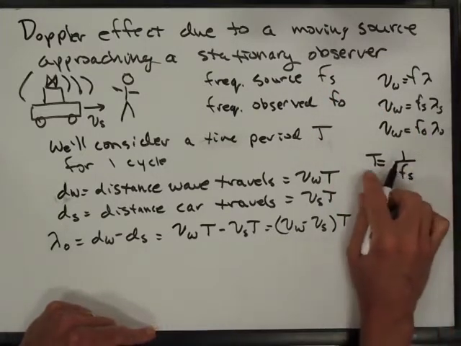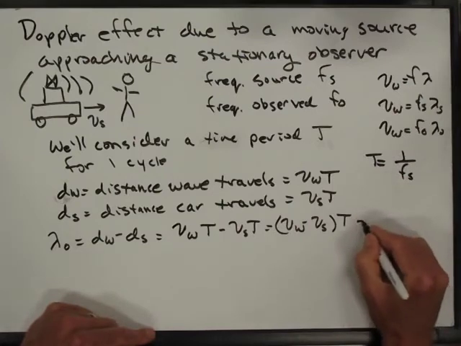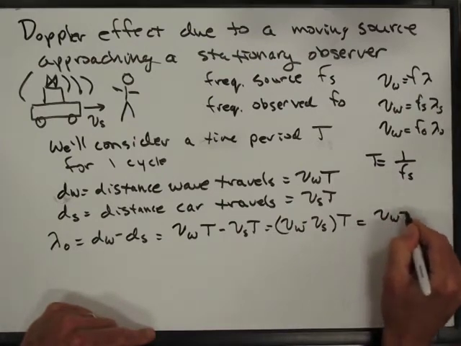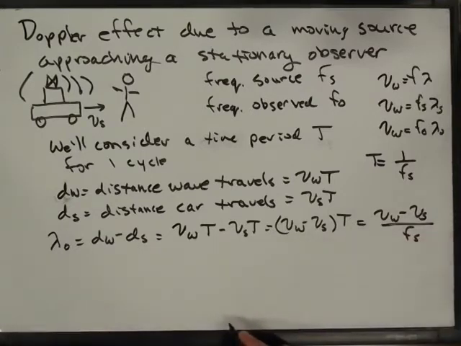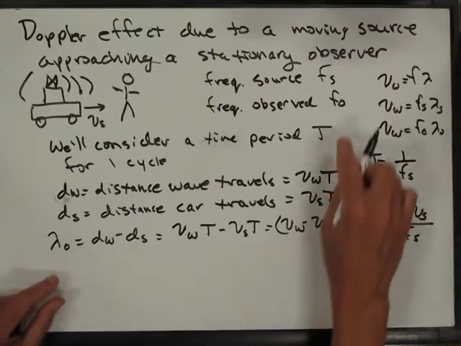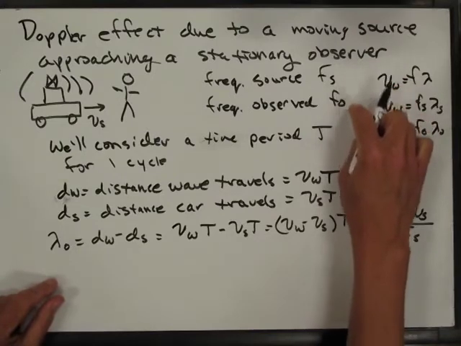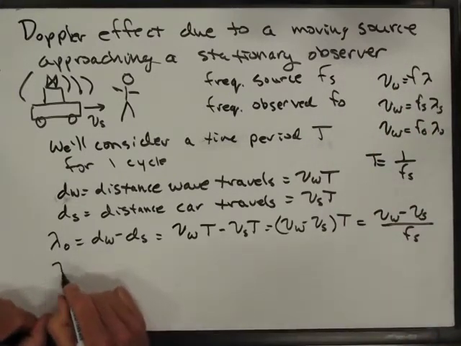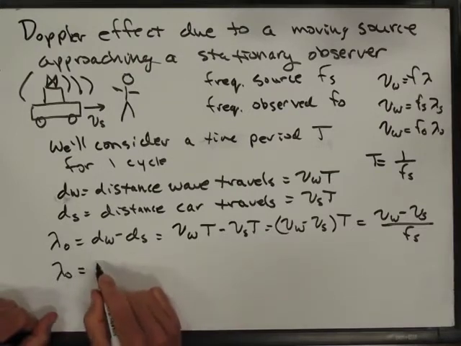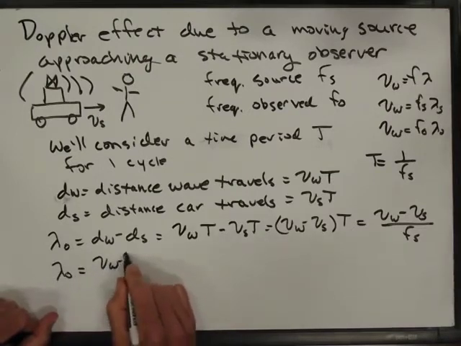We already said the period is 1 over the frequency, and so we can say this is just the velocity of the wave minus the velocity of the source over the frequency of the source. And so we're looking for a relationship between these two guys, right? And so far we have this. We have the wavelength observed is equal to the velocity of the wave minus the velocity of the source over the frequency of the source.